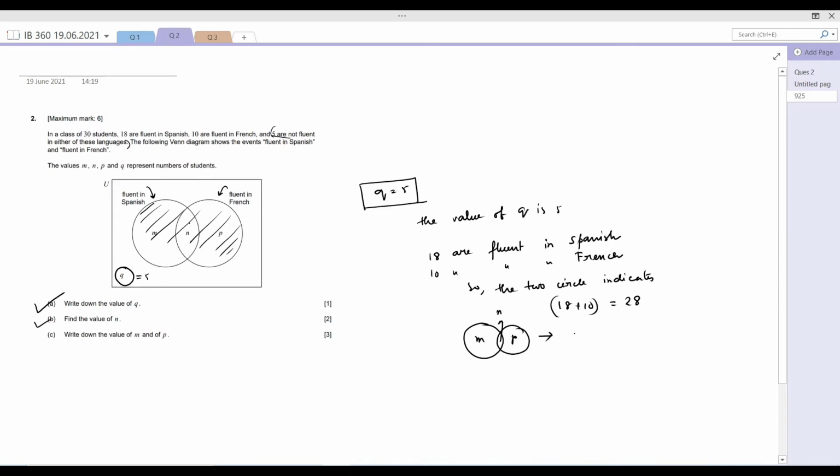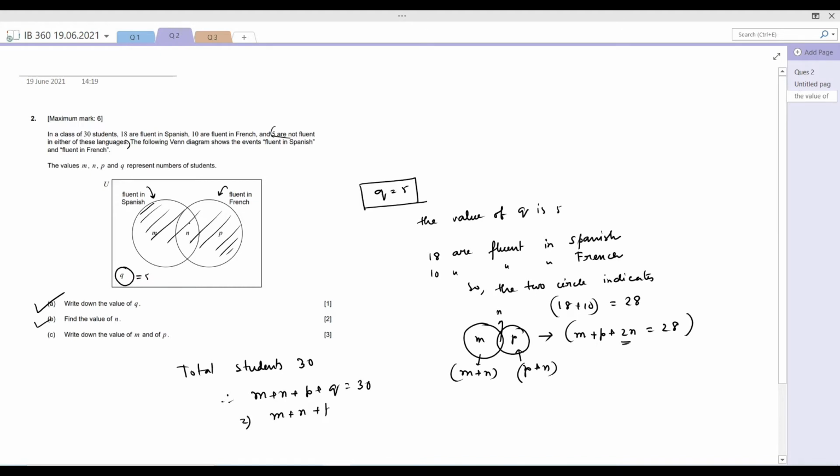So basically M plus P plus 2n equals 28, because for this circle it is M plus n, and for this circle it is P plus n. So basically n is counted twice. Now as we have 30 students in total, M plus N plus P plus Q equals 30. So from here we can get M plus N plus P equals 25.